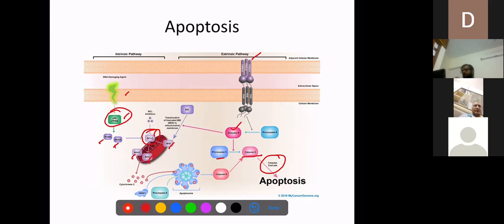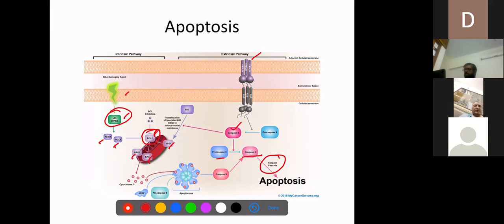In that case, if you are not able to remember what it is, just remember that genes having a vowel, A, E, I, O, U, are usually pro-apoptotic genes, and the ones which usually don't have a vowel, that is the BCL2 family of genes, are all anti-apoptotic genes.